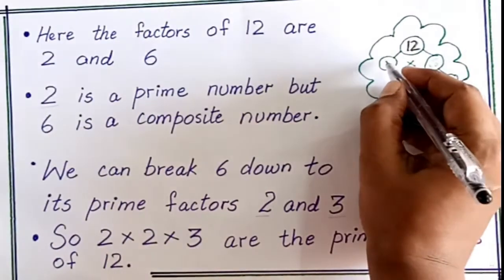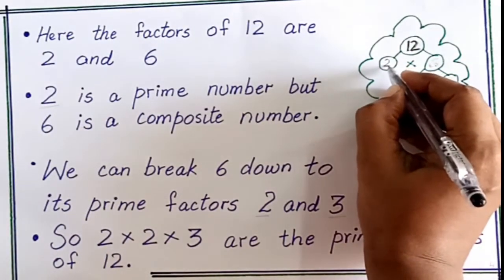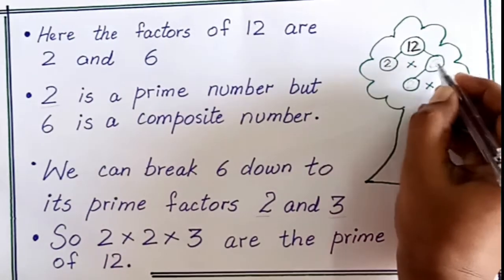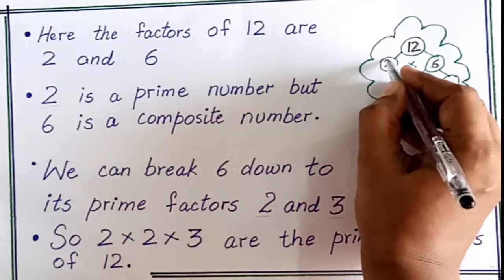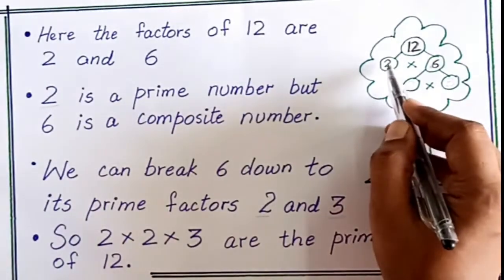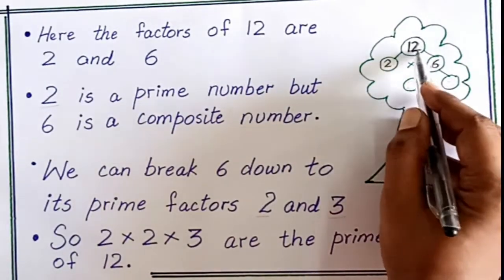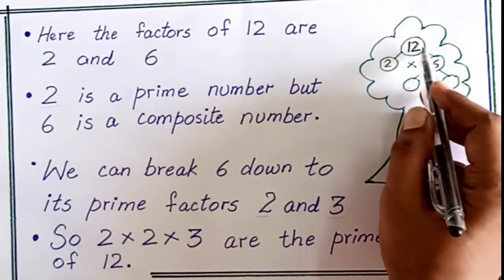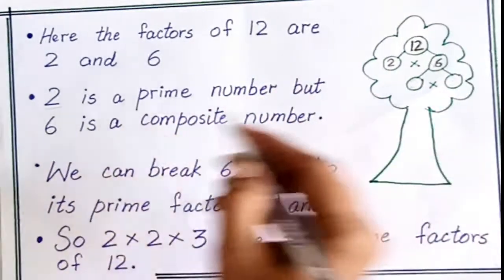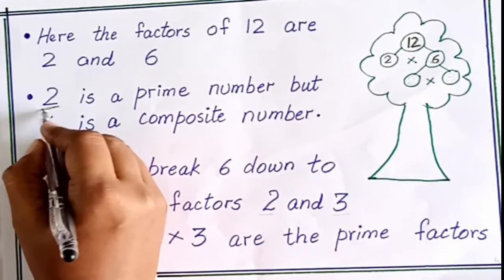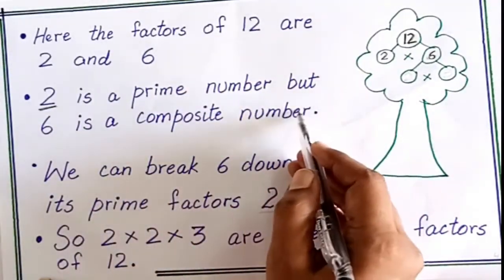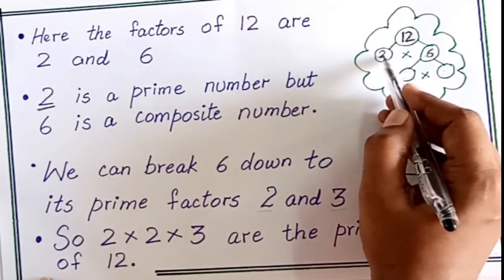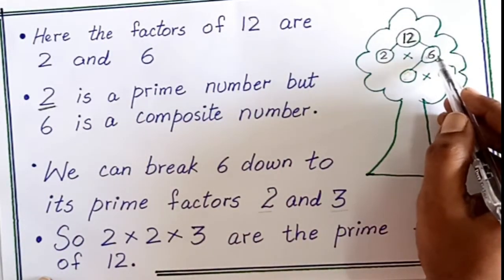We find the prime factors of 12 with 2 and 6. You see, 2 sixes are 12. But over here we can see that 2 is a prime number, but 6 is a composite number.